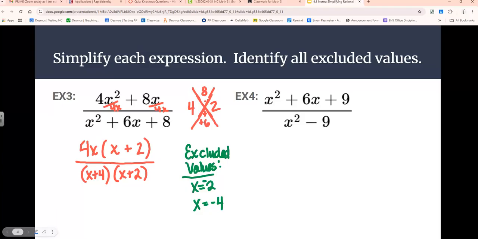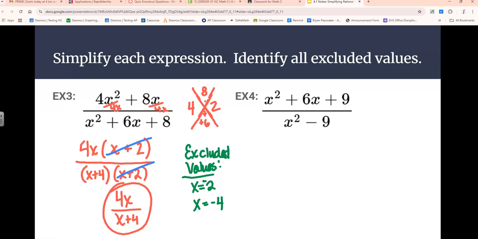Then, Jose, what can cancel here? The x plus 2's are gone. Perfect. And so nothing else cancels here. That just gives us 4x over x plus 4. Okay. Any questions there? All right, for this last one, this one's easy.